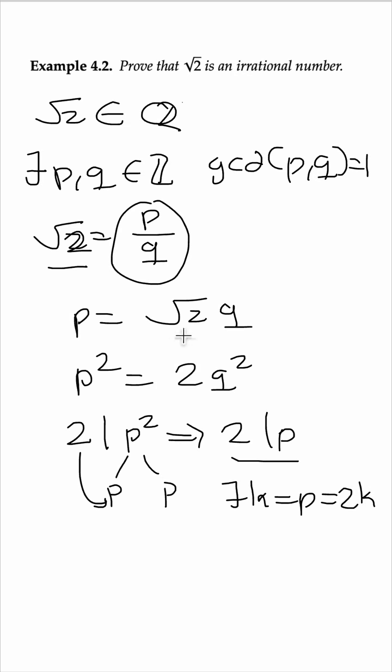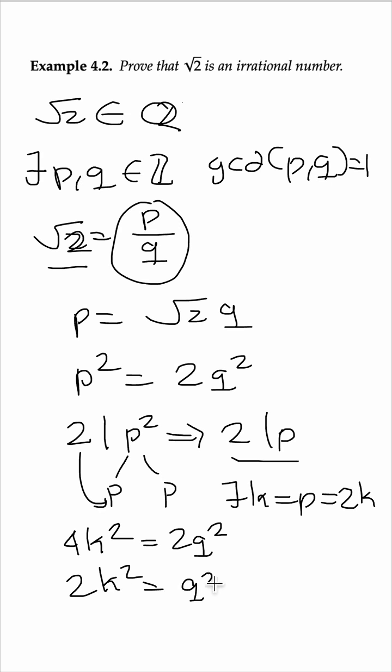So now let's substitute that in. p is equal to 2k, so we get that 4k squared is equal to 2q squared. And dividing both sides by 2, we get that 2k squared is equal to q squared. And by the same argument as above, we have that 2 divides q squared, so it has to divide either q or q, and so that means 2 has to divide q.